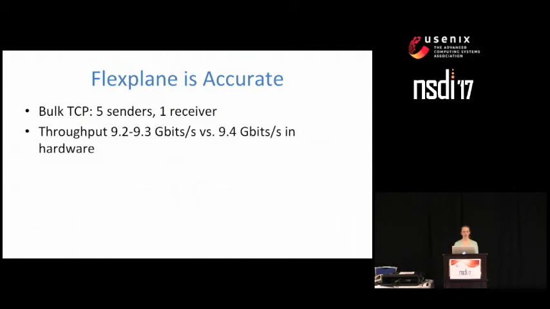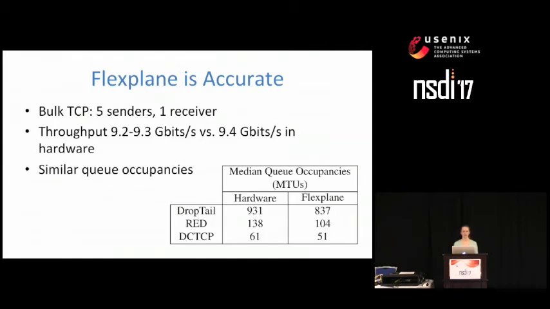During this experiment, we also sampled the queue occupancies in the hardware switch and in the Flexplane emulator every millisecond. We found that for each scheme, the queue occupancies in Flexplane were similar to those in hardware. The most noticeable difference between the two is that the queue occupancies in Flexplane tended to be slightly lower because of the effectively longer round-trip time in Flexplane.